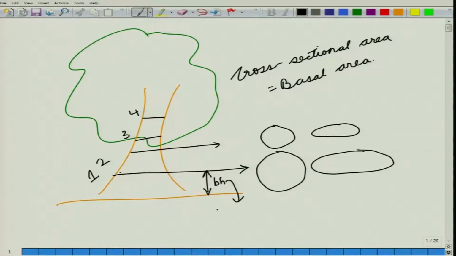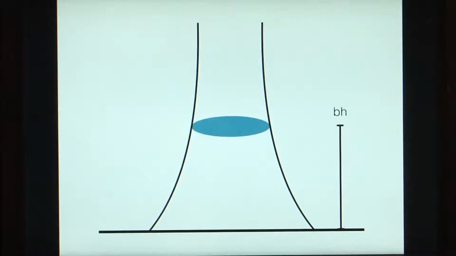Now breast height, as we know, is 1.37 meters in the case of Indian conditions. So like this picture shows us that if we take a tree trunk, we measure the breast height and we take the cross sectional area at the breast height, and that would be called the basal area.